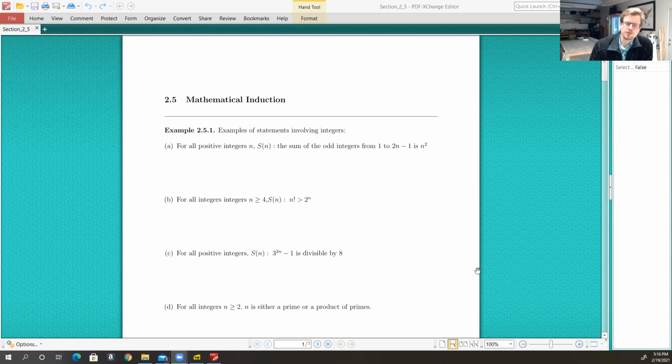So when it comes to mathematical induction, what we're interested in looking at or considering are statements that involve integers, essentially. Let's take a look at a few statements that involve integers to see what exactly we're talking about here.